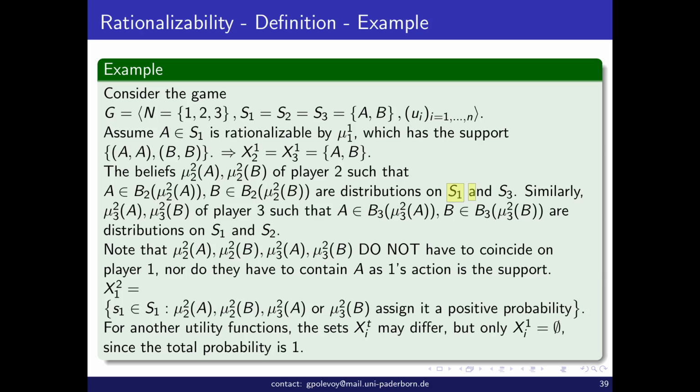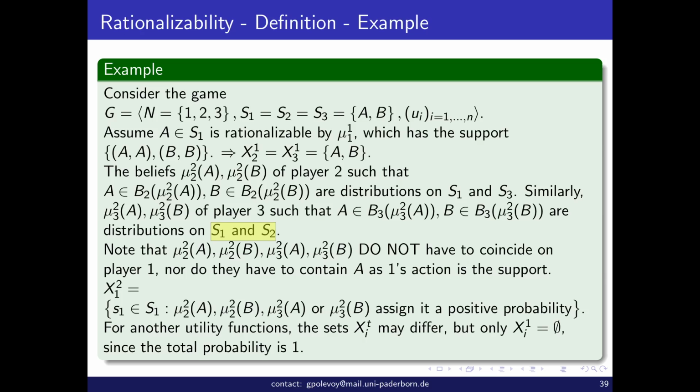We don't require that the distributions are independent on S1 and S3. And analogously, the distributions of the belief will justify A and B of player 3. So the beliefs such that A is the best response from the point of view of player 3, and B is the best response from the point of view of player 3. There are distributions on the strategies of other players, so 1 and 2.